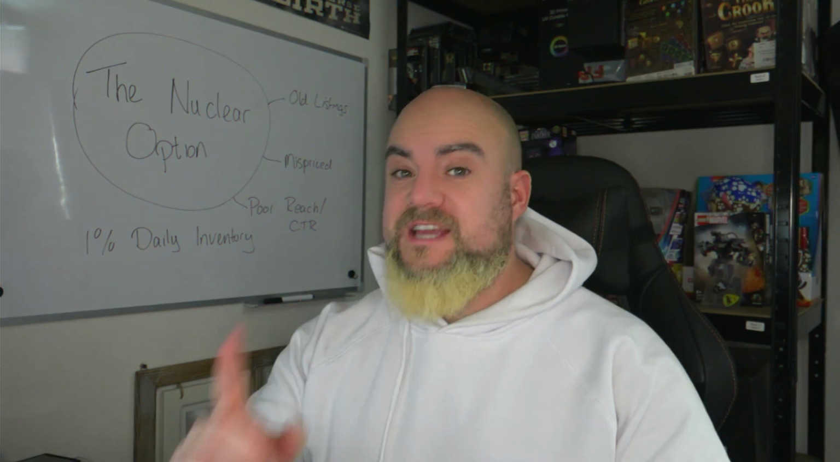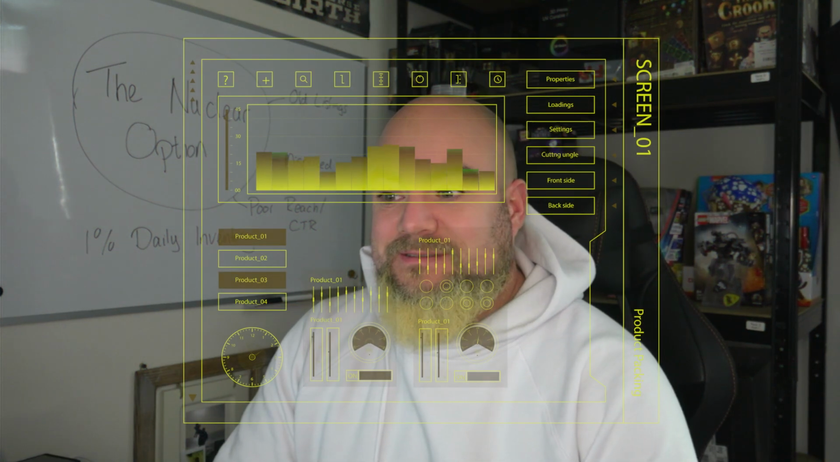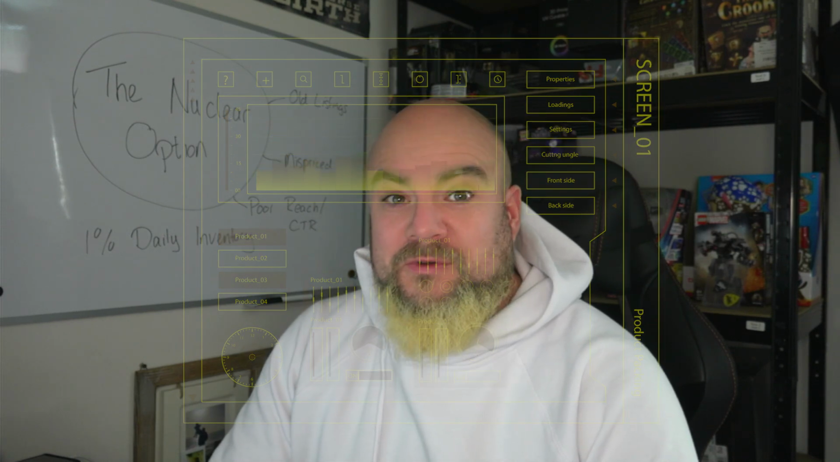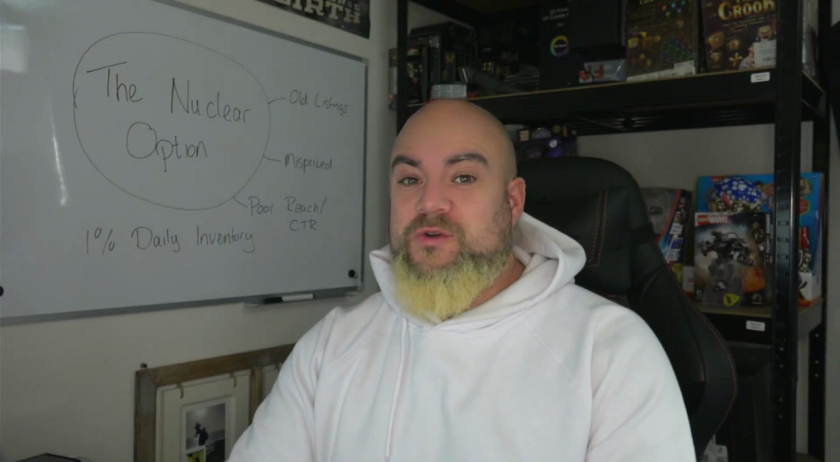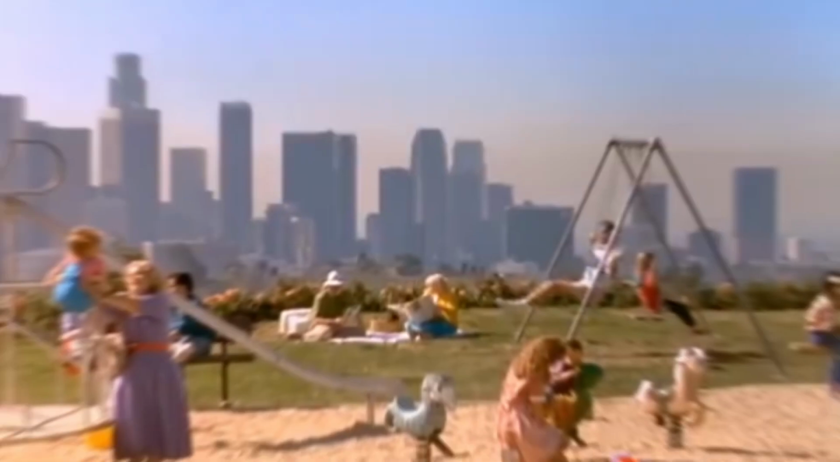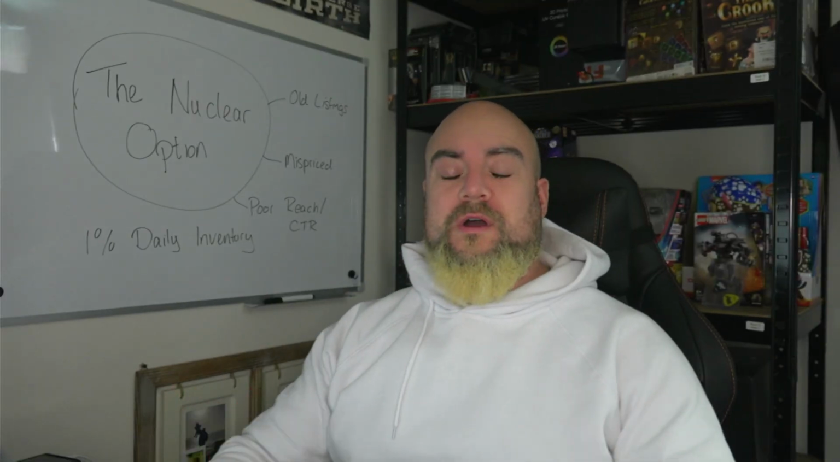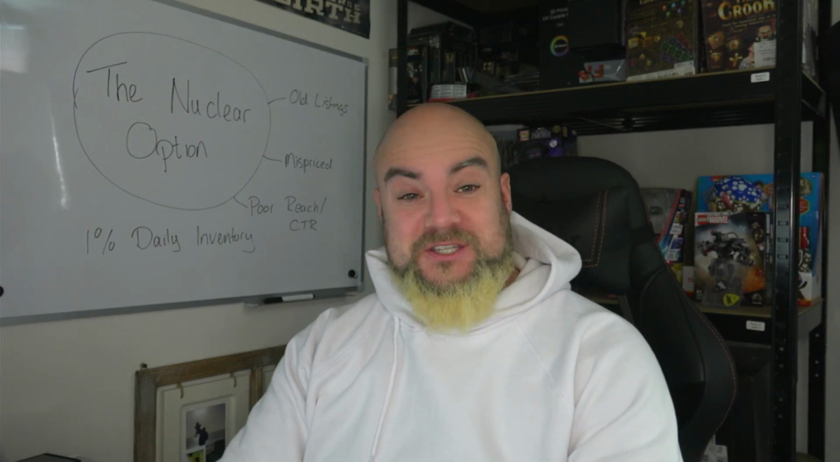If you're watching this video, it's because the thumbnail has told you about an eBay hack that will pretty much certainly get your products in front of more eyeballs, and that means more sales for you. What is it? We're talking about the nuclear option. So what is the nuclear option, or more importantly, what items is the nuclear option best suited for?